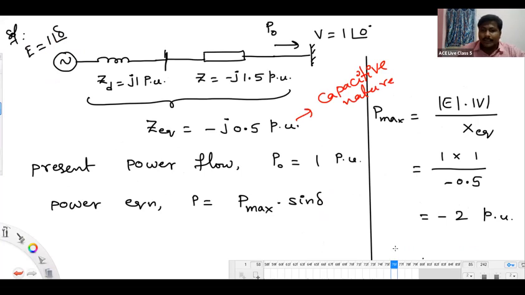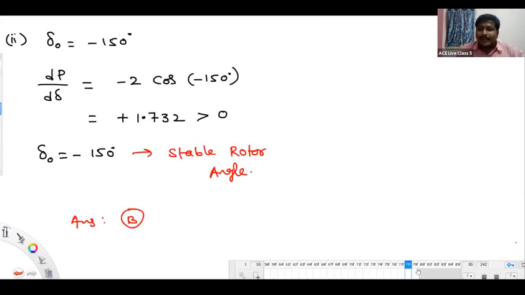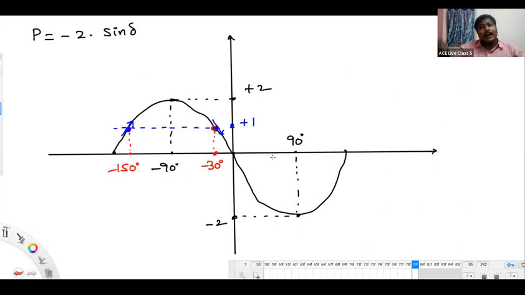That's okay. At 210 degree, if you find out the slope, you may get positive. It means I can say minus 30 degree is an unstable rotor angle. Minus 150 is a stable rotor angle. 210 degree will again be a stable rotor angle. So these two will be stable rotor angles. One among the two is available in the options, so we should go with minus 150 degrees. Please wait for one more minute. I will come back and tell you the difference between this curve and the previous power angle curve we have drawn. Simple.